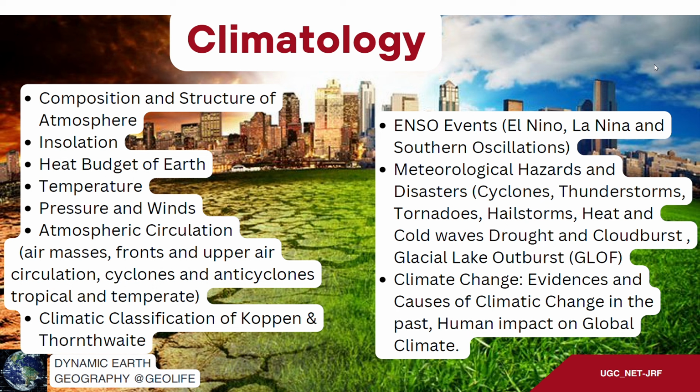You need to know what paleoclimatology is and the evidences by which we can identify paleoclimates, like tree rings, carbon dating, and optically stimulated luminescence dating; those things are also included in paleoclimatology. Then finally human impact on global climate. These topics are covered in climatology.